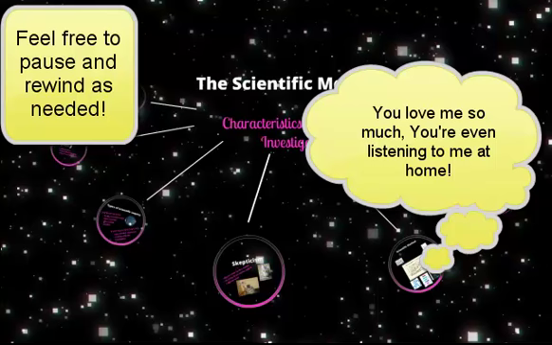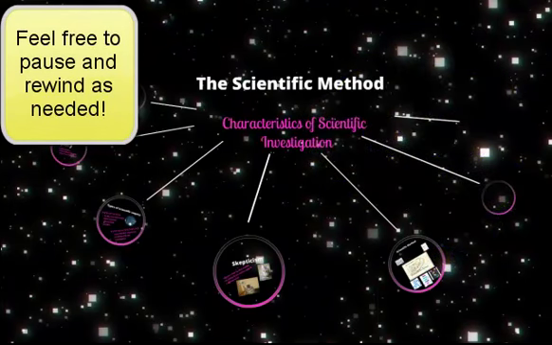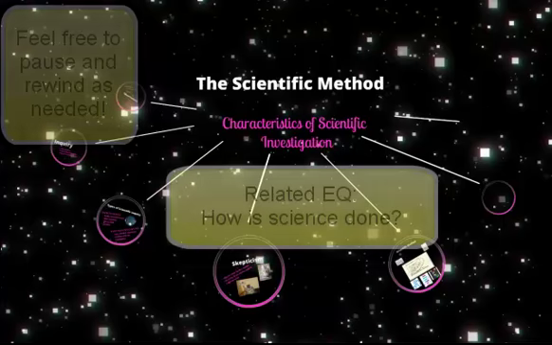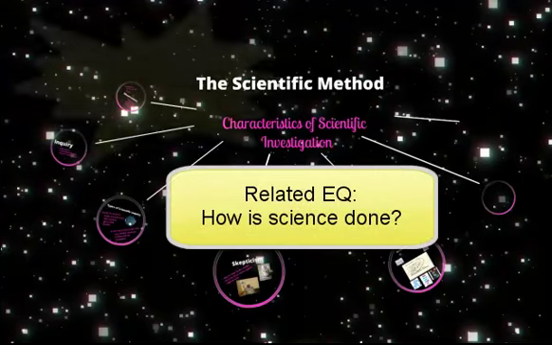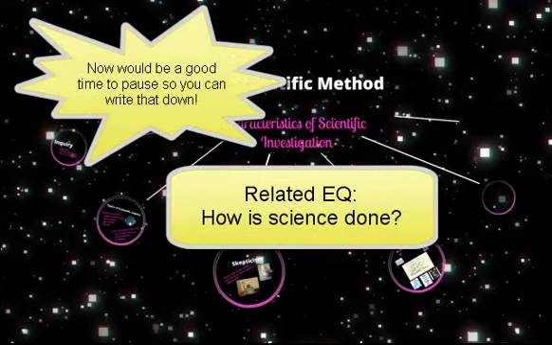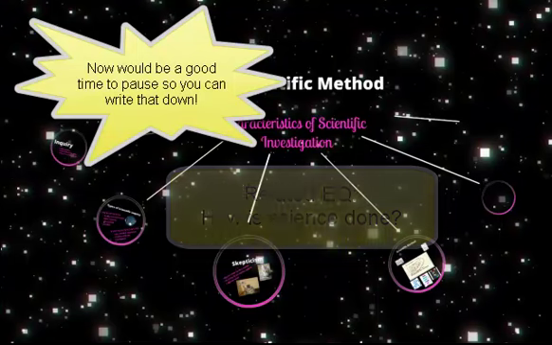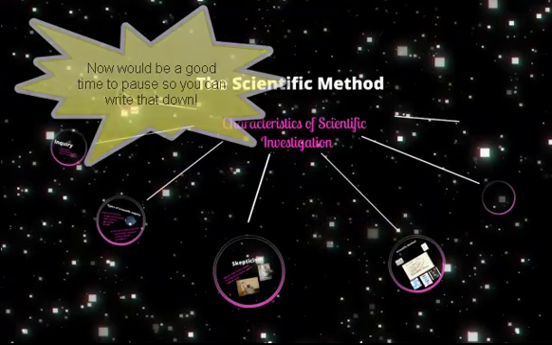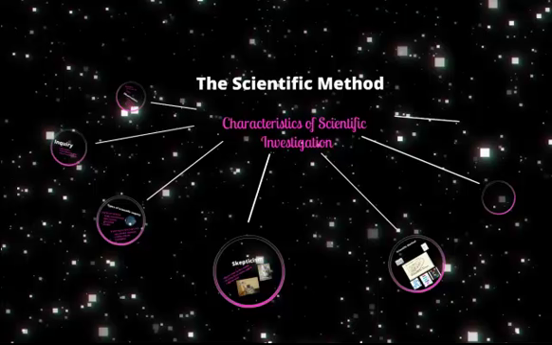This one is about the scientific method, and your related essential question, which should be popping up on the screen now, is how is science done? I'll start out with the first prompt on your note sheet, which is the characteristics of scientific investigation. And there are four main ones, although there are others.